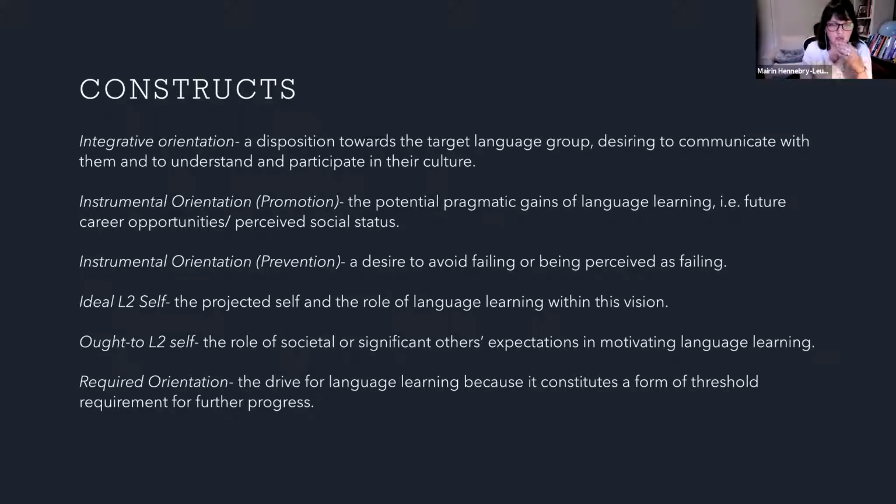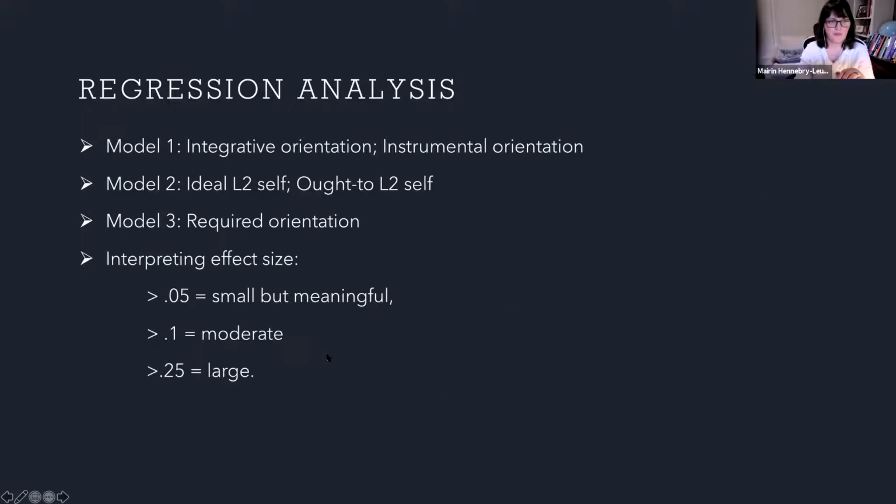And then there's the ought-to L2 self, which refers to the role of significant others, whether that's the teachers or parents, in terms of expectations in language learning and language success. And finally, the required orientation. And that's what I mentioned before, particularly related to exams and a need to fulfill exams and to perform well in exams. So those were the sort of motivation orientations that we were looking at within our survey.